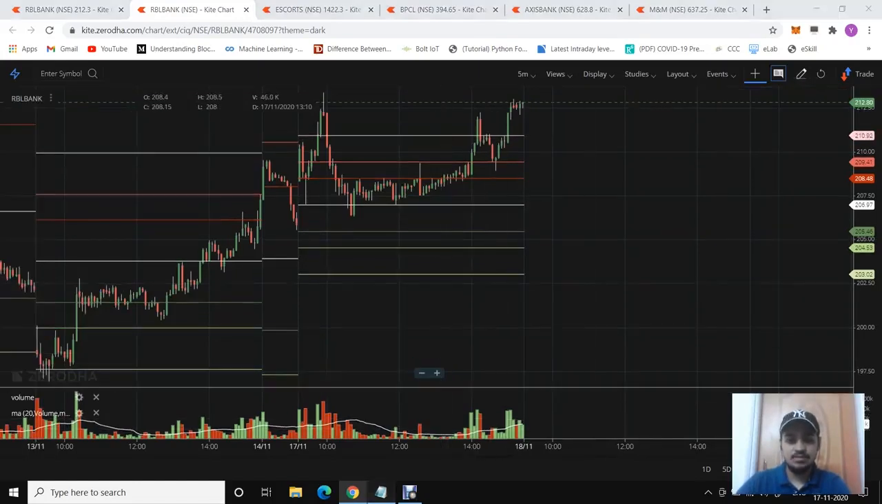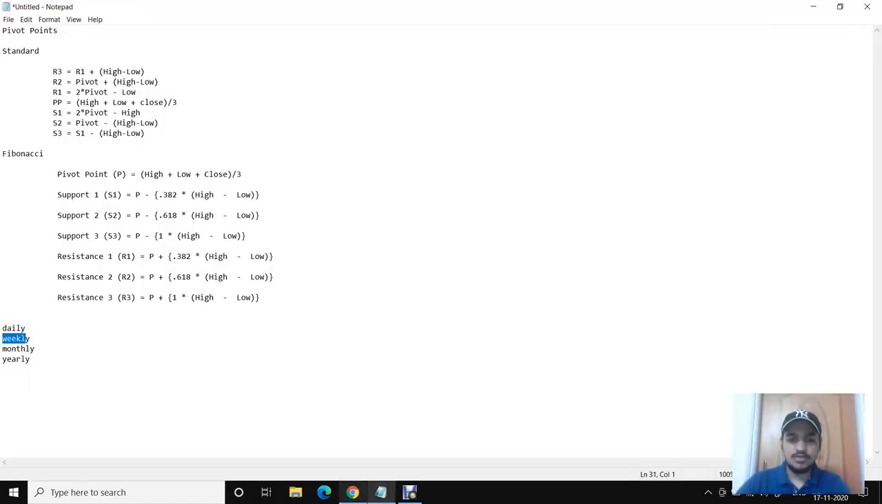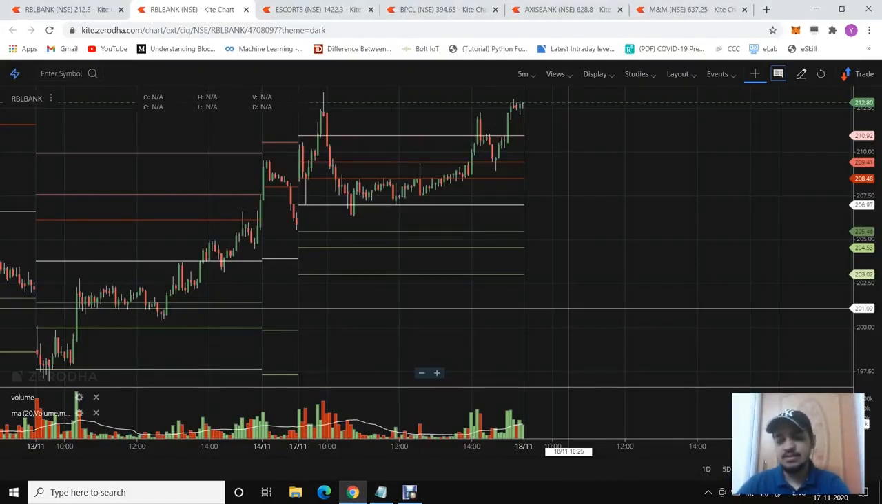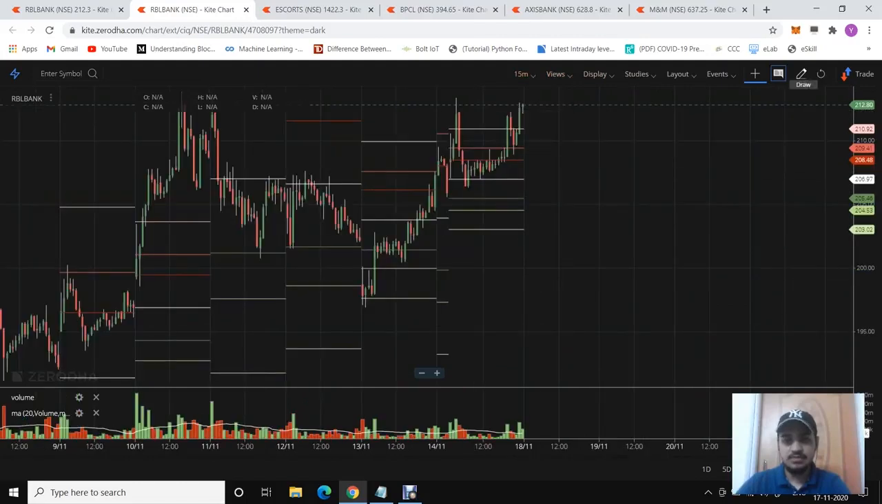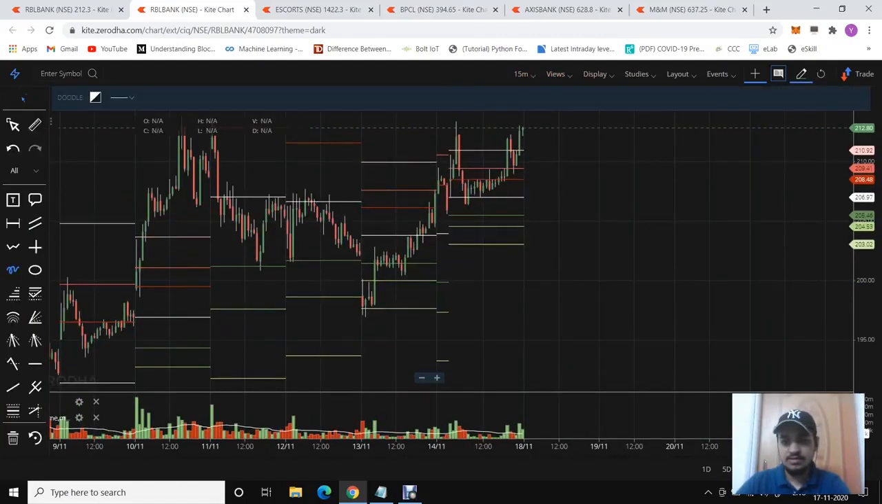The second type is your weekly pivot points. What are weekly pivot points? Similarly, weekly pivot points change weekly, and they are found on time frames greater than 15 minutes and less than 1 day. Any time frame greater than 15 minutes and less than 1 day will give you weekly pivot points.